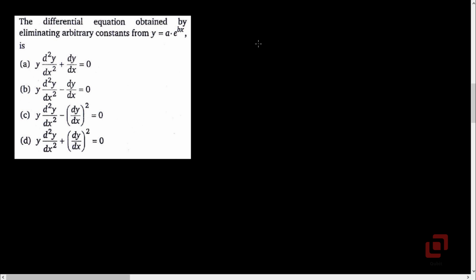We are given the general solution of a differential equation, which is y equal to a into e to the power bx. As it contains two arbitrary constants a and b, we will be required to differentiate y 2 times with respect to x. In the first step, we will take the log on both the sides. So log of y will be equal to log of a plus log of e to the power bx, which will be bx into log of e, that is 1.